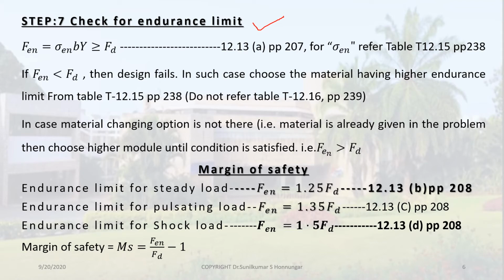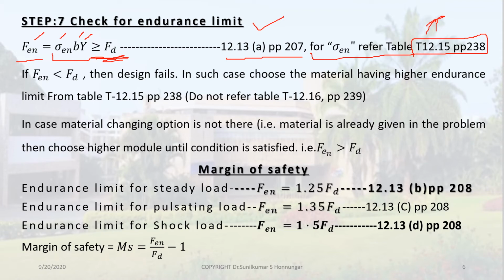What is that? F endurance. Please note, it was Fs, sigma d was there and module was also there, but here I think module is not there. So F endurance, sigma endurance, B is the face width, capital Y is pi times Y, this has to be greater than Fd. This is given in expression 12.13, page 203, and for sigma endurance you have to refer to this particular table only. There are multiple tables which I will be telling, so you have to be very careful. You have to refer to table 12.15, page 238. This is the condition.